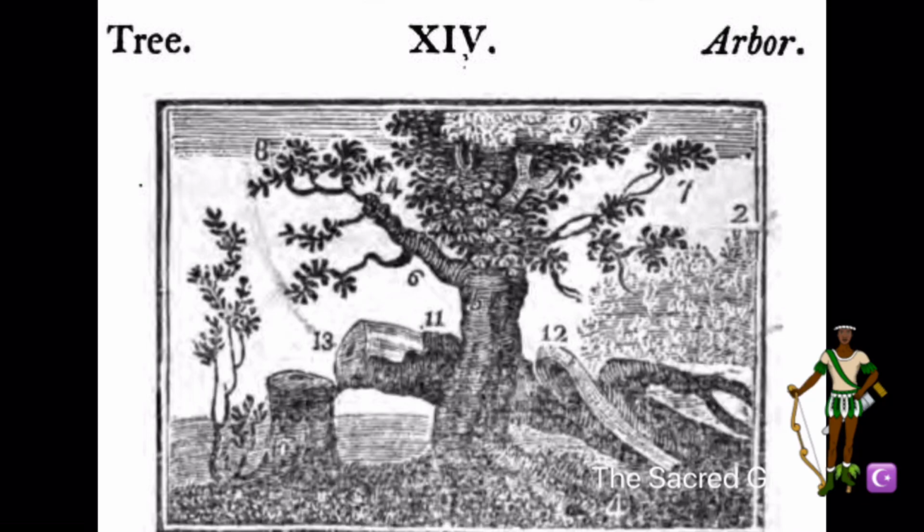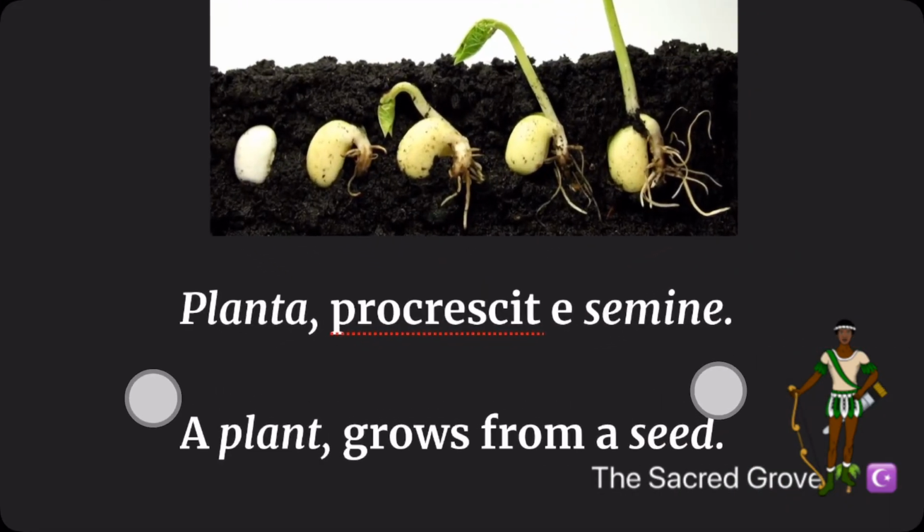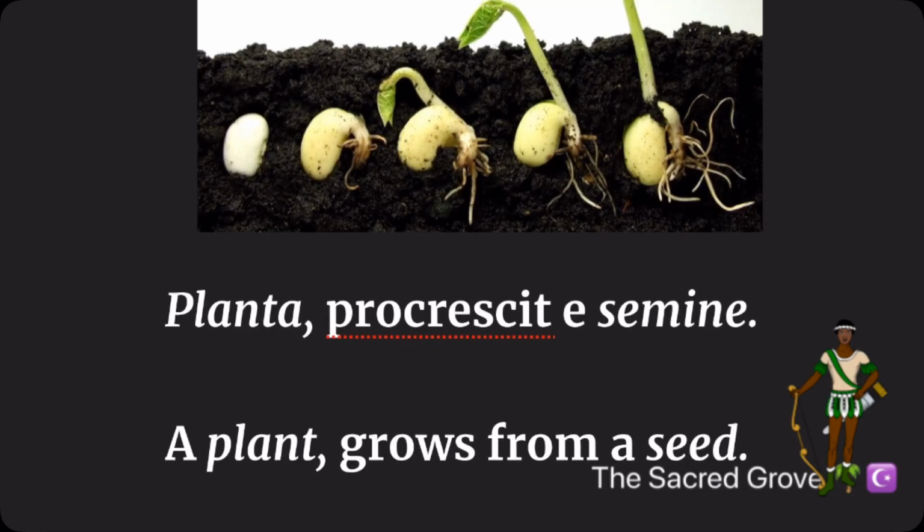Okay, the next one, we've got two more. Arbor, trees. A tree. Arbor, tree. Planta procrescit e semine. A plant grows from a seed. Planta, a plant. Procrescit, grows, e semine, from a seed.